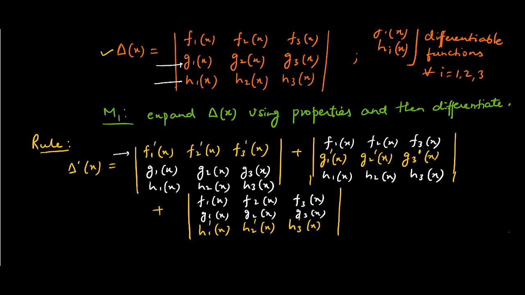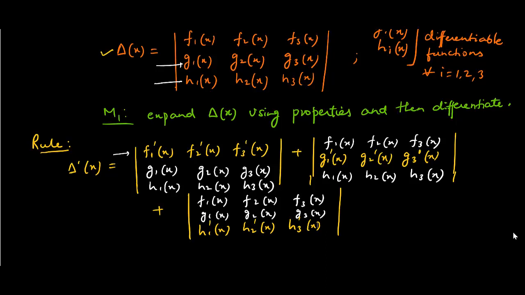So that's how we differentiate a determinant without expanding it. It's a straightforward mechanism wherein you differentiate the first row of the determinant keeping the remaining two rows unchanged, plus differentiation of the second row keeping the remaining two rows unchanged, plus differentiation of the third row keeping the remaining two rows unchanged.